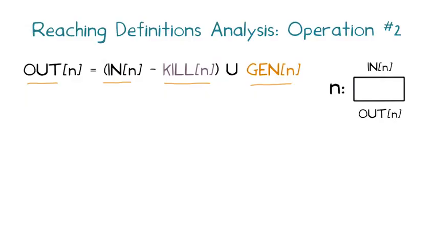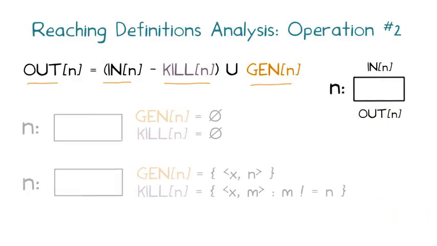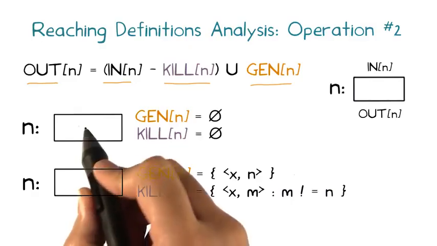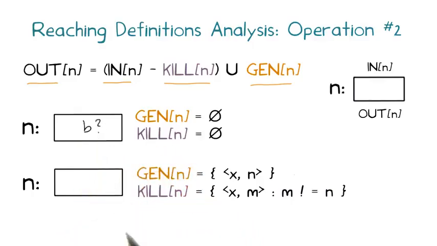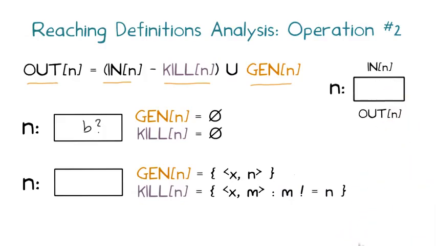Determining the gen and kill sets requires knowledge of the statement that occurs at node n. For control flow graphs of programs in the while language, this statement can be either a condition or an assignment. Let's consider each of these two cases in turn. If the statement at node n is a condition, then both the gen and kill sets are empty, since there are no definitions overwritten or generated by a conditional statement. So in this case, the set out of n will be equal to the set in of n.